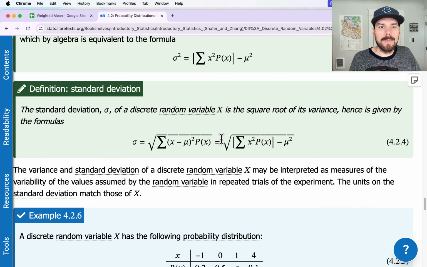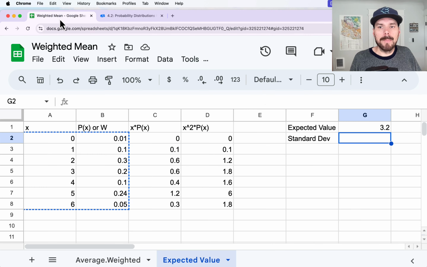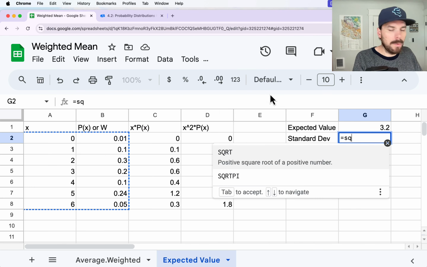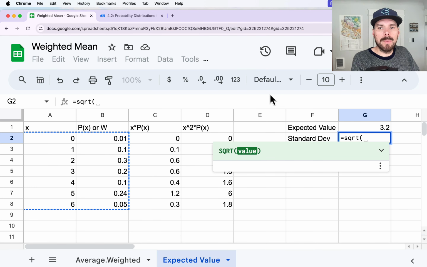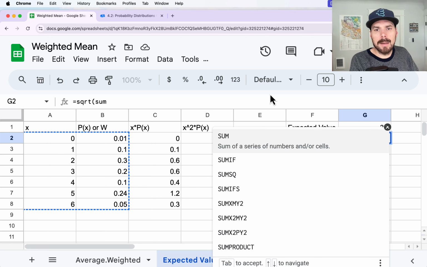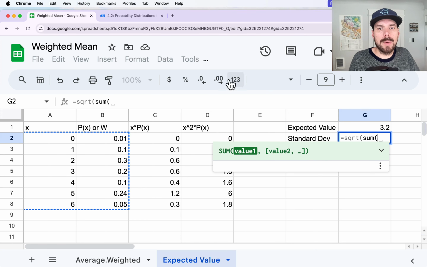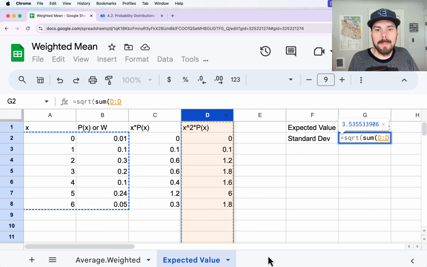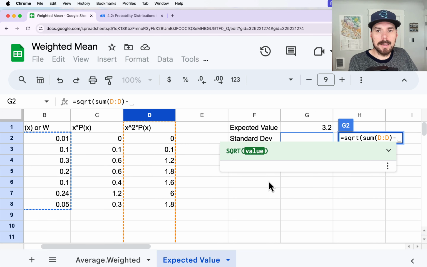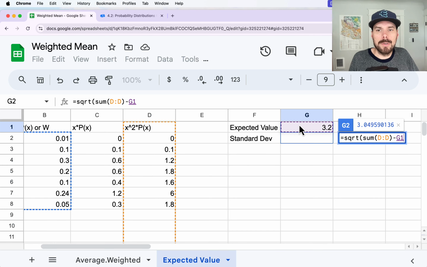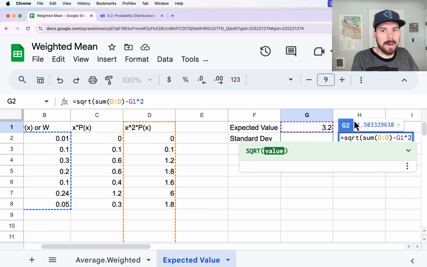And now for standard deviation, I need a square root, and then I'll add up that column I made with the x squared times p of x, and then I'll subtract the mean squared. So equals sqrt to bring up a square root function. Then I had the sum of my x squared times p of x column. And then I have closing that sum and subtracting the mean squared. That would be G1 squared.